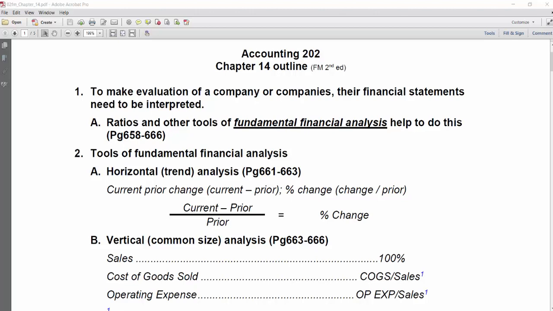So some of the basic tools of fundamental financial analysis are, number one, horizontal or trend analysis. In horizontal or trend analysis, you take the current year's amount, subtract the prior year's amount on any financial statement, if you have 2 years of financial statements, and then divide that change amount by the dollar amount of the prior year. So that'll tell you the percentage change from one year to the next. That's called horizontal or trend analysis. So statements might be made like, our year-to-year sales are up 3% over 2017, something like that.